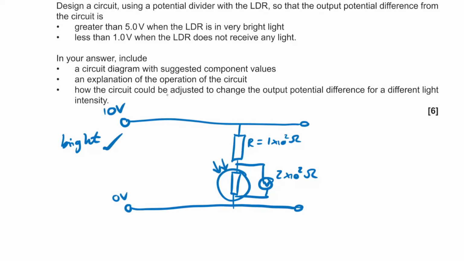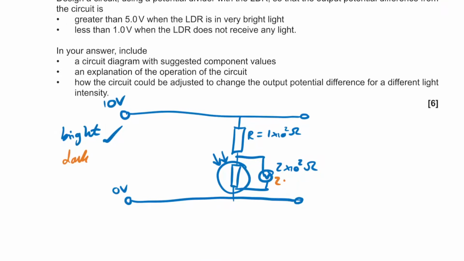So that all checks out. It's going to get 2/3 of that 10 volts, isn't it? What about when it's dark? Well, I've chosen the wrong colours here, but whatever. So when it's dark, it's going to have 2 times 10 to the 5 ohms.